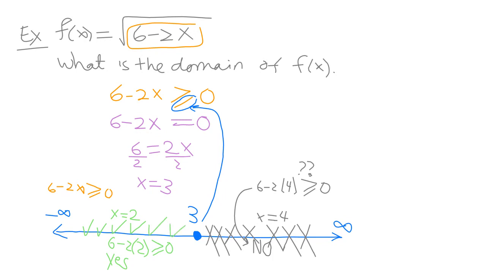So what's the domain of this function? The domain starts at minus infinity and ends at 3. You include 3 and you exclude minus infinity, because minus infinity is not a real number. So the domain is minus infinity to 3.